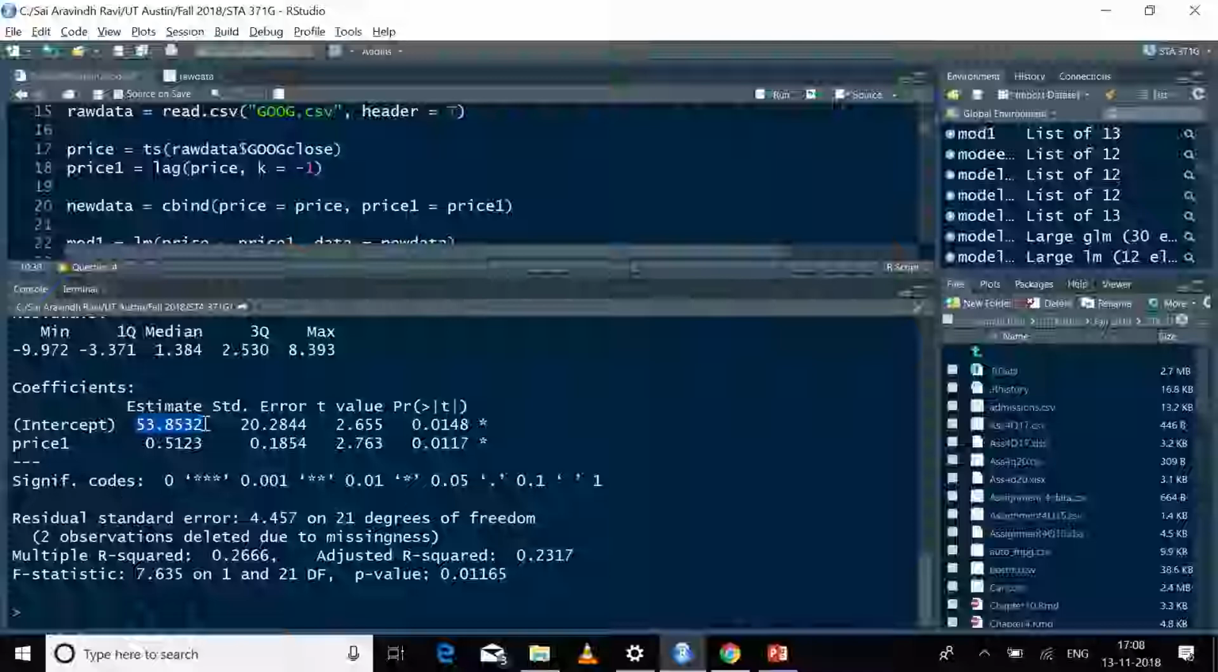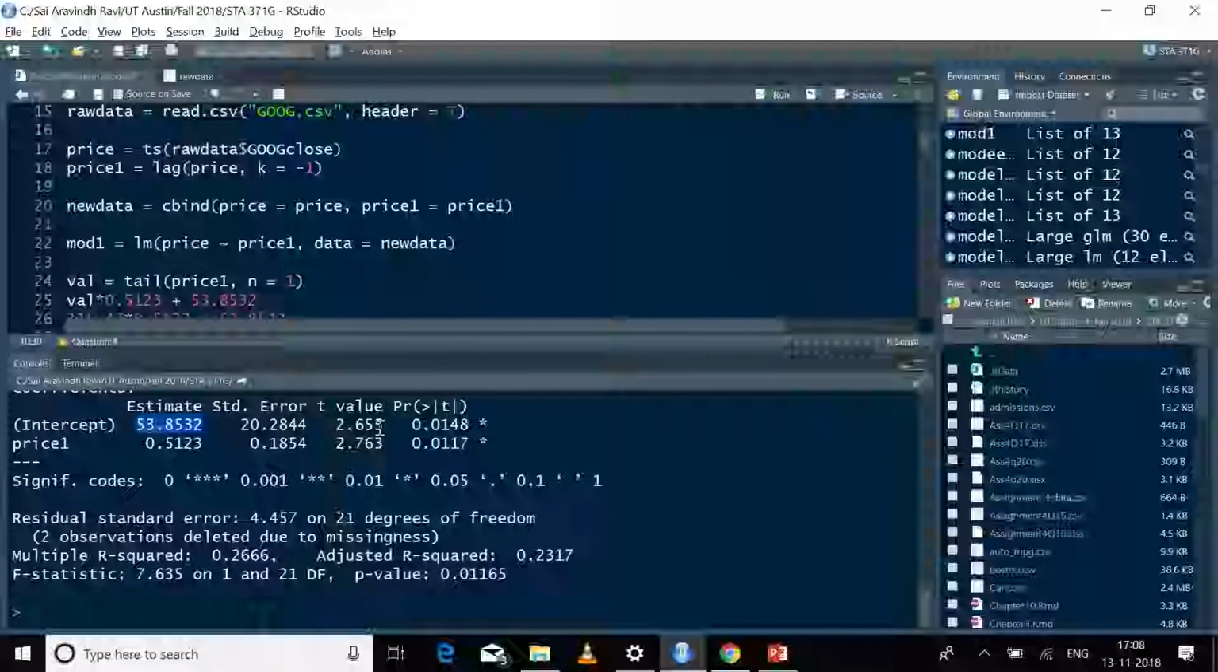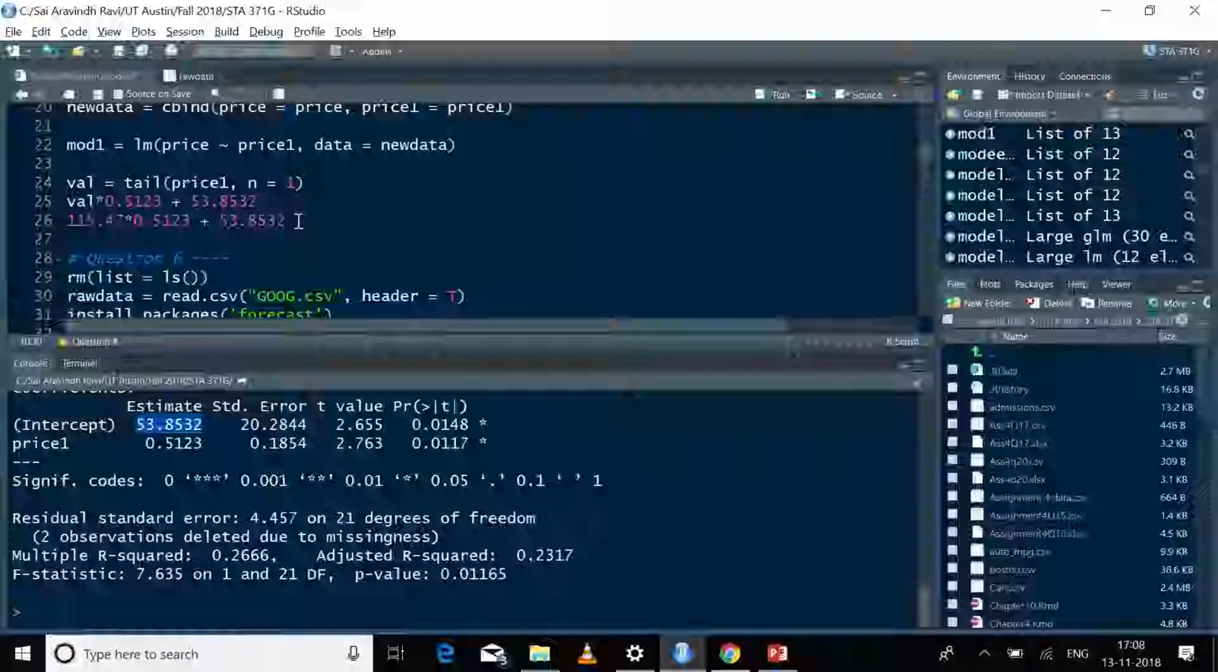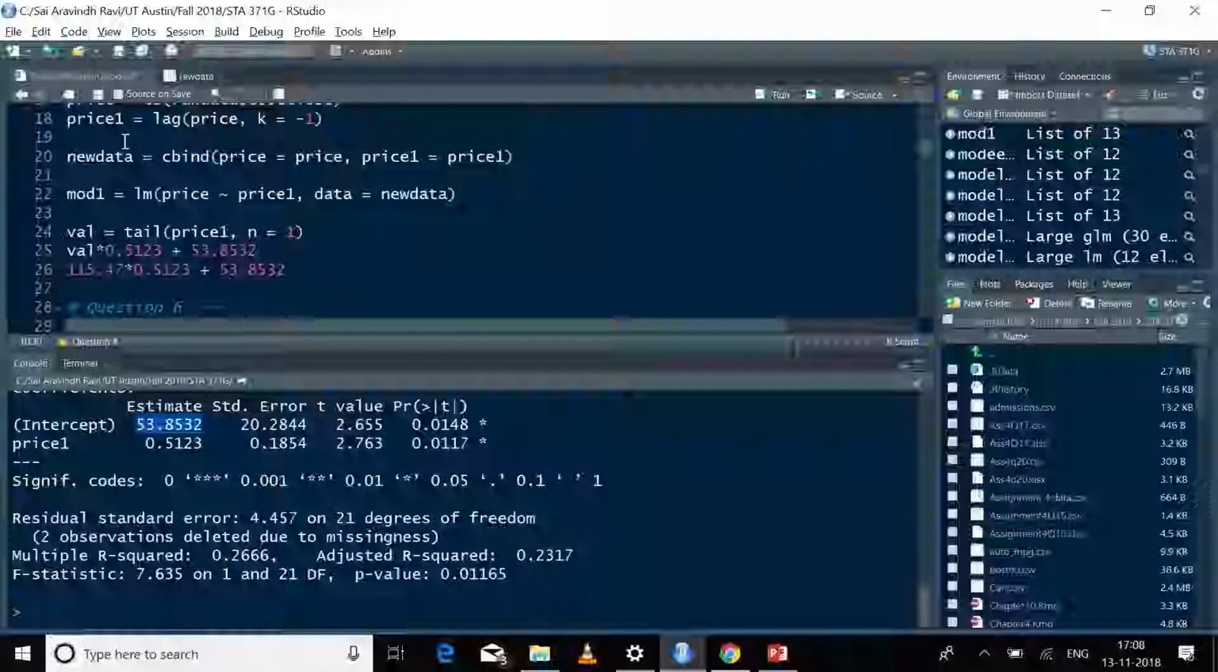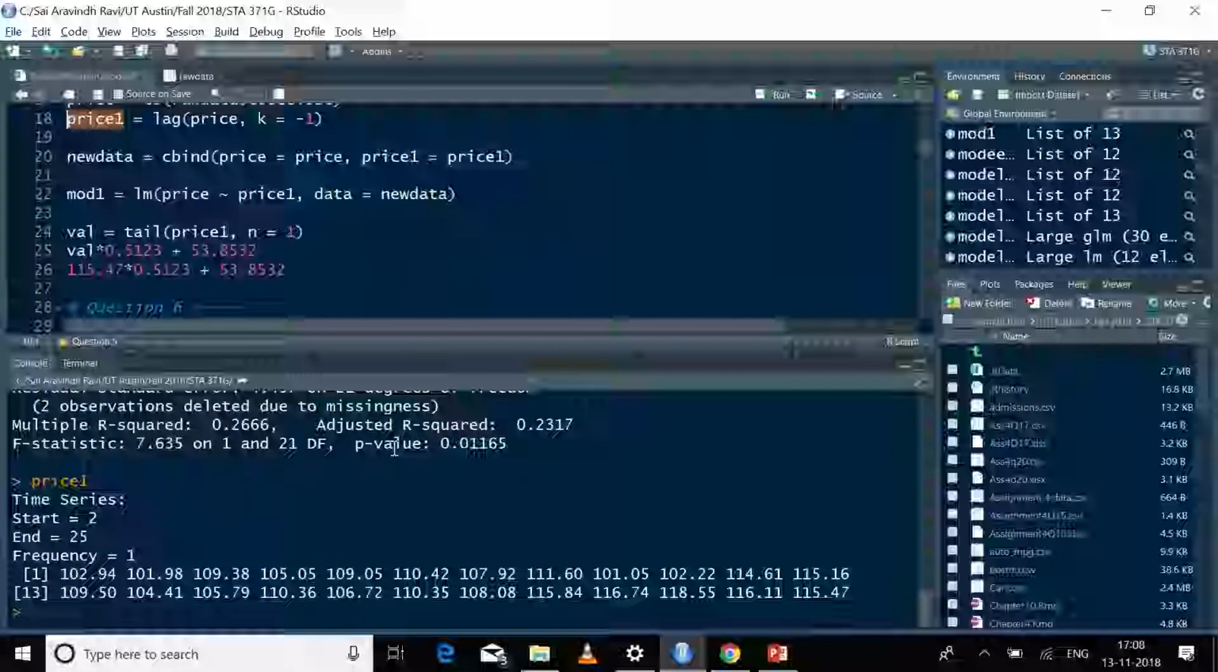If they ask you for next month, that means the point plus 1 month, which would be January of 2017, for which you need to look at the last data point that you have. So when I printed this variable over here, the last data point that I had is 115.4.